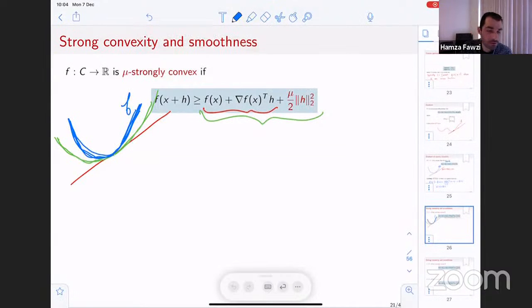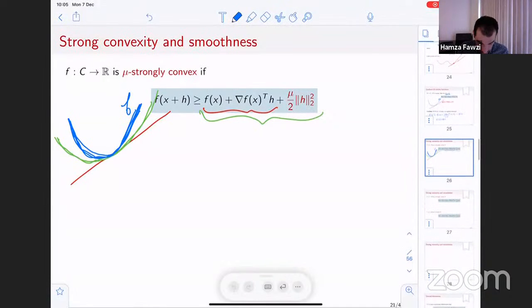And the Taylor approximation just gives you a linear lower bound. Strong convexity gives you something more, a quadratic lower bound. And this is something that we will use sometimes in the analysis of algorithms. The constant mu here is the strong convexity constant. Obviously any convex function is zero strongly convex, but often we'll be interested in strongly convex functions where mu is strictly positive. The behavior of the algorithm will often depend on how strongly convex you are. So this is one notion of strong convexity that we will use.